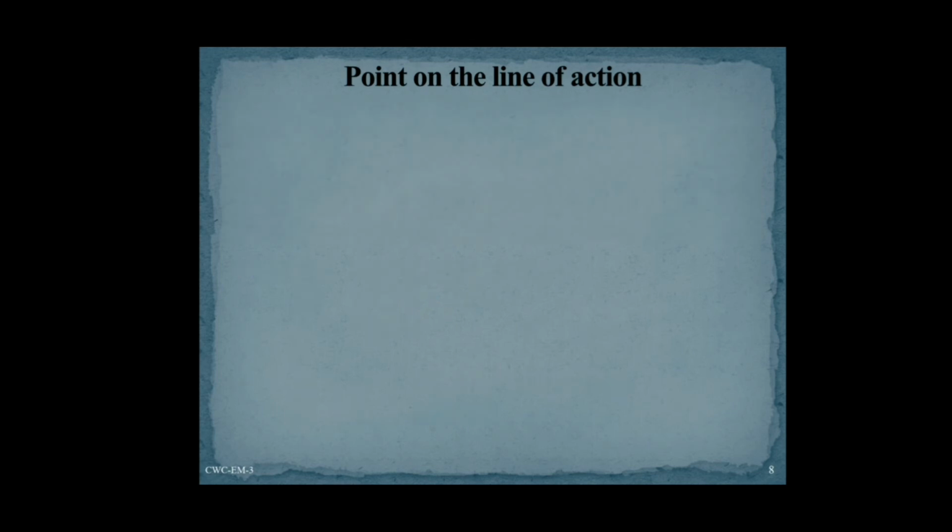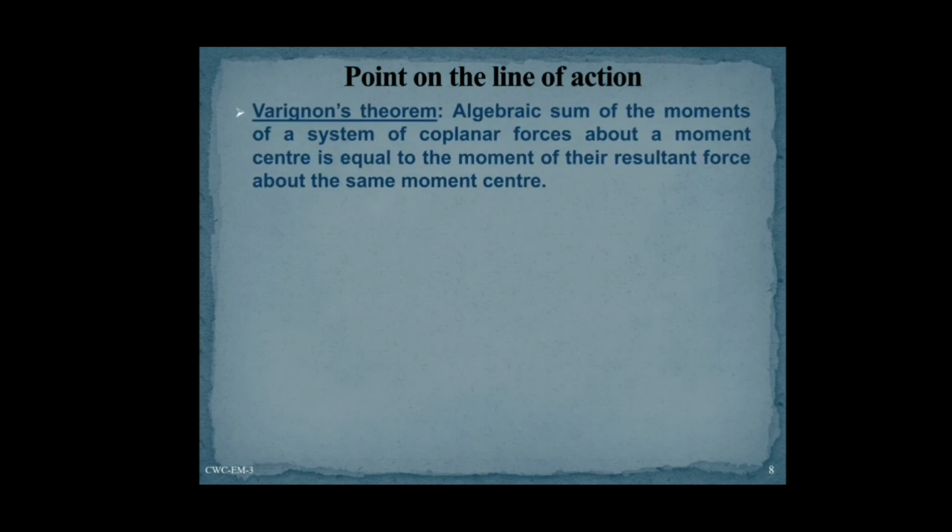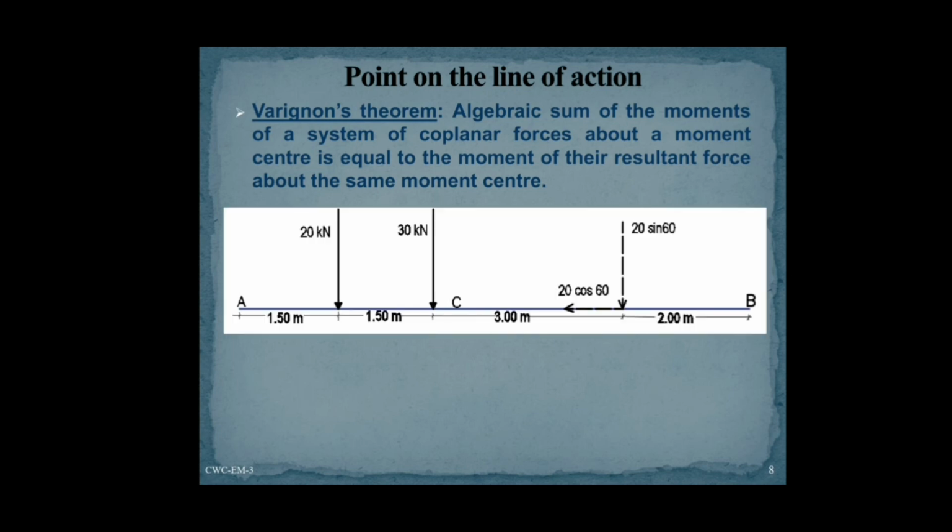For finding MA, we can make use of Varignon's theorem. It says that the algebraic sum of the moments of a system of coplanar forces about a moment center is equal to the moment of their resultant force about the same moment center. According to this, the moment of the resultant about the moment center A, which we have to substitute in the equation for x, will be equal to the algebraic sum of the moments of the given system of forces about the same moment center A.